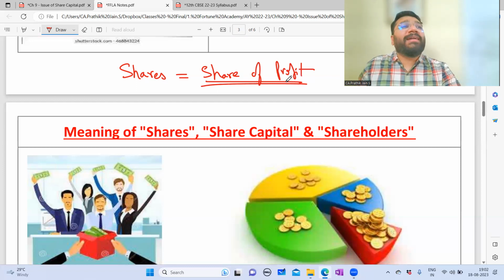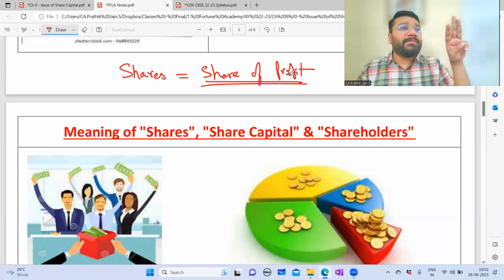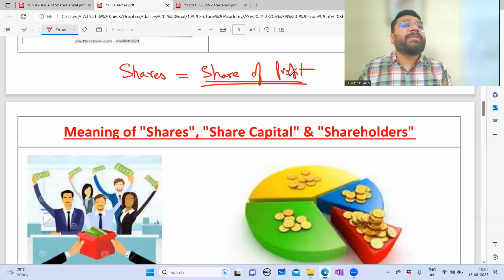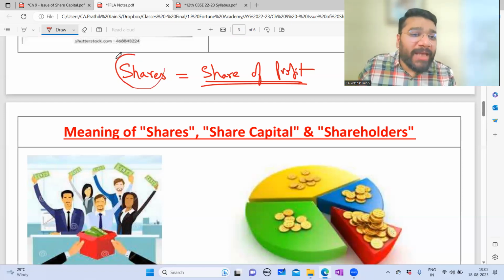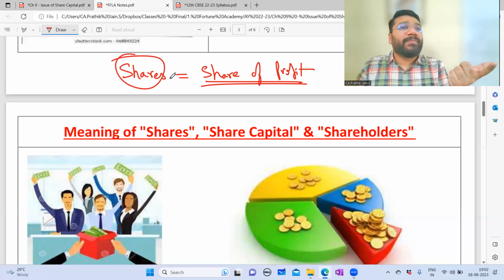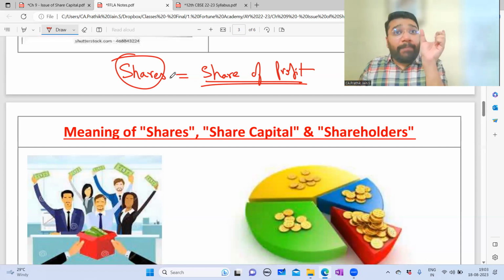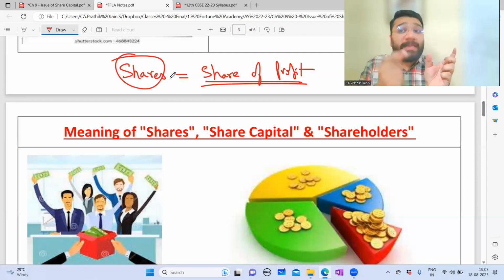Share, in layman language, is nothing but share of profit. Where did we learn share of profit? In the partnership topic. A, B, C, 3 partners formed a partnership concern, sharing the profits in the ratio 5:3:2. So in a company too, shares mean share of profit only. In a partnership, the share of profit you determine need not be proportionate to the capital contribution. It can be, but it's not necessary that it has to be the same.